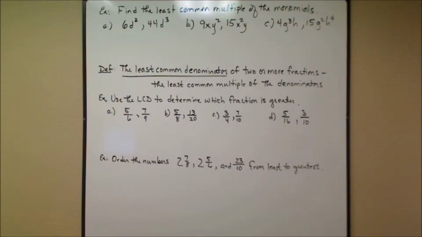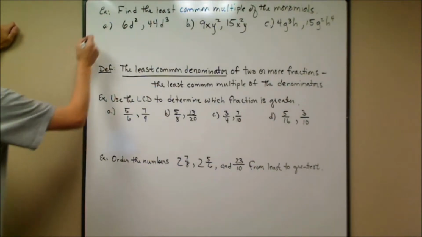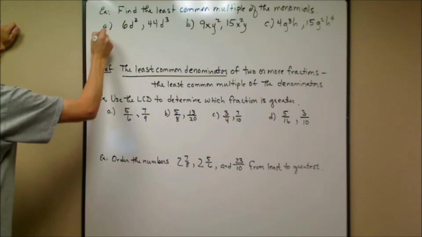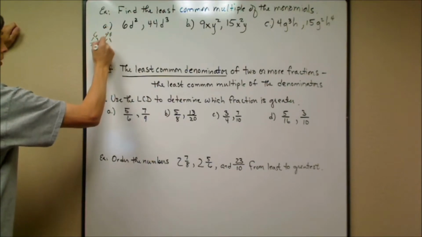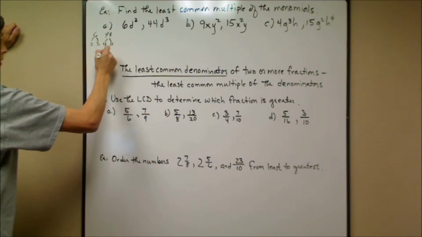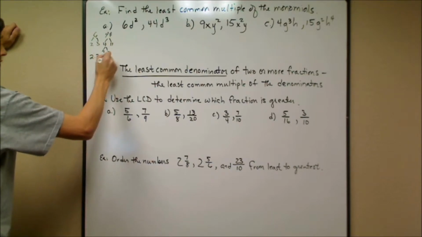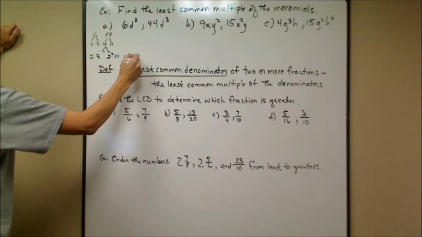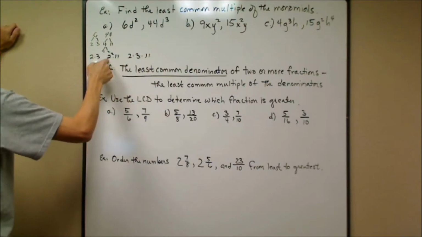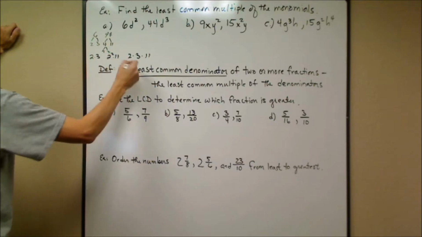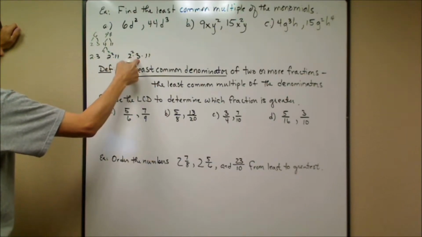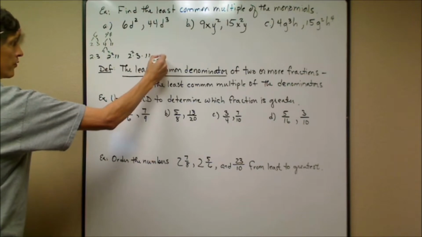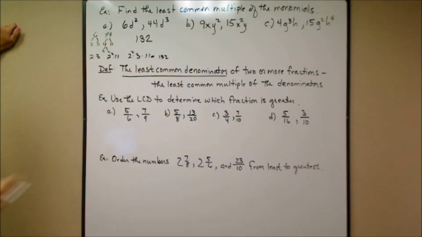Well, I look at 6 and I look at 44, and if I start listing these out, these are going to take a while. So I'll do a quick 6 is 2 times 3. 44 is 4 times 11, which is 2 times 2. So this is 2 times 3. This is 2 squared times 11. They have a 2, a 3, and an 11, and they have two 2's. So this is 4 times 3, 12 times 11, 132. So I have 132 for the least common multiple of the 6 and the 44.